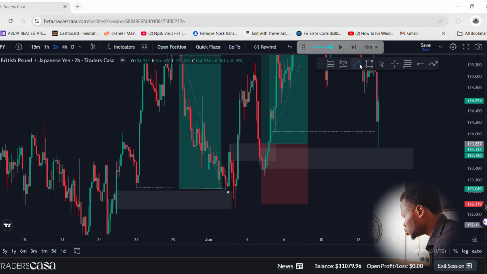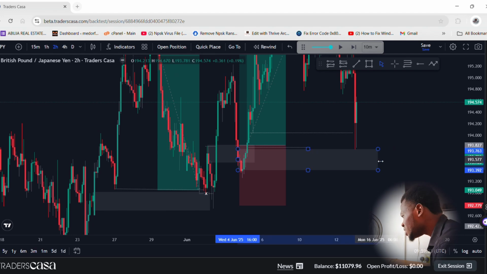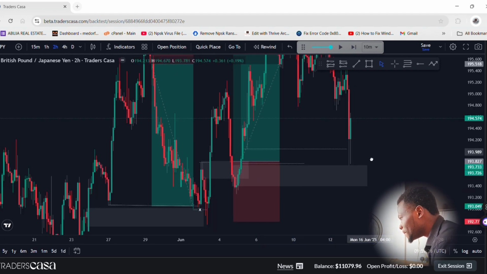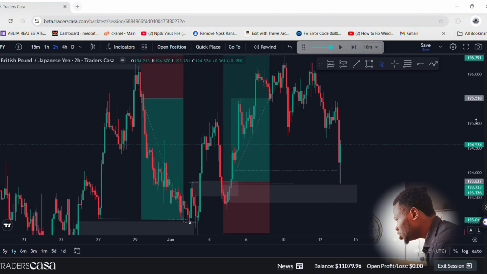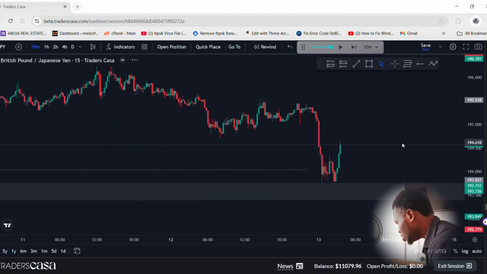Then this is our imbalance here. This is the last imbalance here. So this is the zone we are anticipating price to come, and price just mitigated it very little, and it's already shifting to the upside. You can see those weekly thresholds. So let's go to 15 minutes time frame and see.